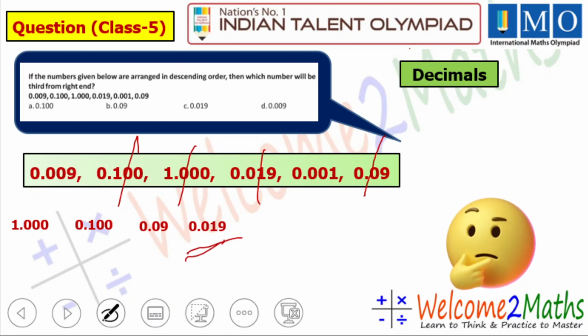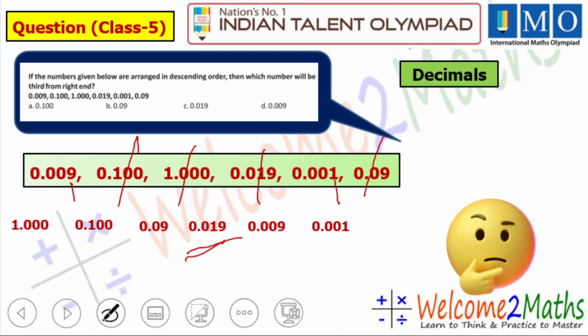This number would be the third one, so that means this is our answer. But I will show you which number will come after this. Now we have only 2 numbers, 0.001 and 0.009, and between them 0.009 is the greater one, because at the thousandth place it is 9 and 1, and 9 is greater than 1. So after 0.019 comes 0.009 and then 0.001.